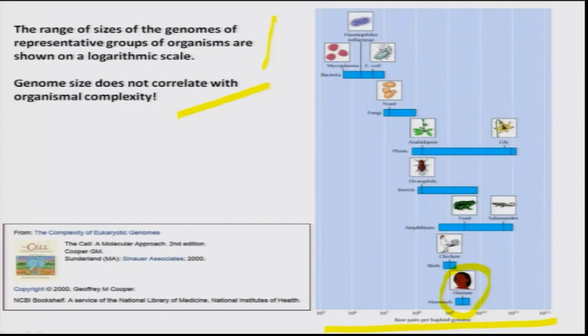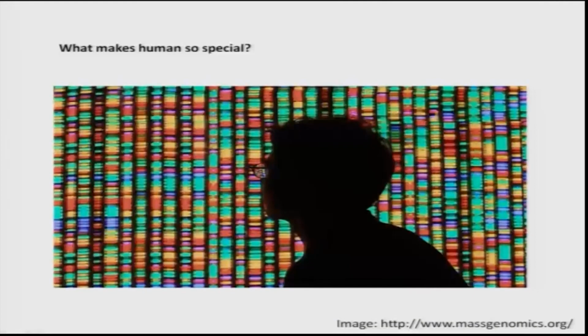For example, you can have a salamander, which has a genome that is several fold larger than human. Likewise, you have plants, for example the lily, whose genome size is much larger as compared to humans. Ours is not so different from the chicken or the toad or even, for example, the fly and so on. So, what is it that makes us so special?